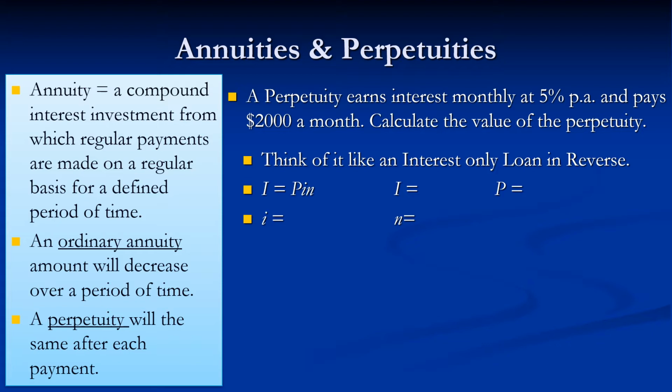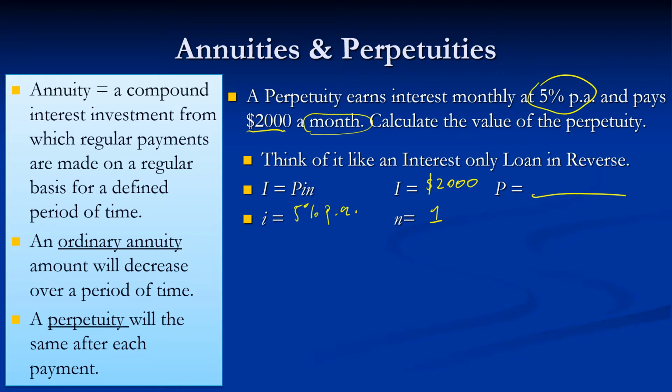So let's have a look at a question like this. A perpetuity earns interest at 5% per annum and pays $2,000 a month. Calculate the value of the perpetuity. So what you need to do is think of it a bit like simple interest in this case. So we just need to identify some different variables. We've got a 5%, which looks like an interest rate to me, so we can put in 5% per annum. And what else can we see? A month. So we're just doing one period, and we are earning $2,000 interest a month.